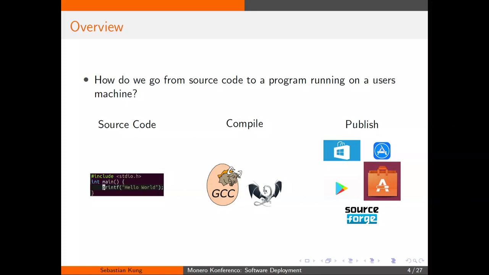So the question is, how do we go from source code to a program running on a user's machine? So we have some source code. We compile it with the toolchain of our choice, be it GCC, LLVM, or some proprietary toolchain, and then publish it on either an app store, a website like SourceForge, or a self-hosted website.